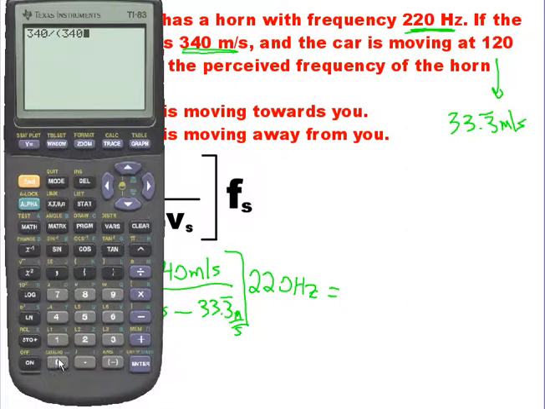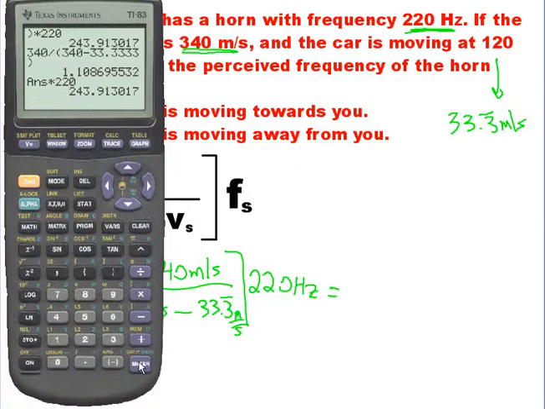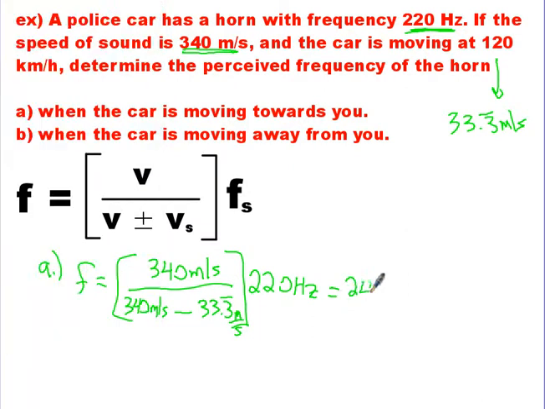So plug and chug. That's probably good for my decimals. And that should work out. Nope, calculated it wrong. Throw in another set of brackets. Or do it like this. Times 220. There we go. So 243, oh no, I did it the same, that's good. Yeah, 243 hertz. That's my frequency when it is going towards me. I used the minus sign in the expression.